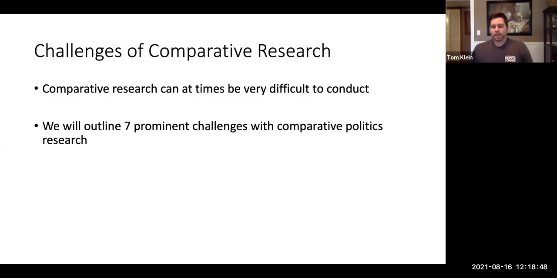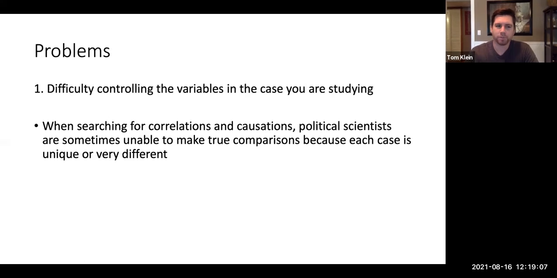Okay, so to end this lecture, we're going to talk about some of the difficulties that we run into in comparative research. What are some of the problems? And there are many, okay? And we're going to outline 7 different challenges we as political scientists, you as students, will run into with comparative politics research, okay? The first problem is difficulty controlling the variables in the case you are studying.